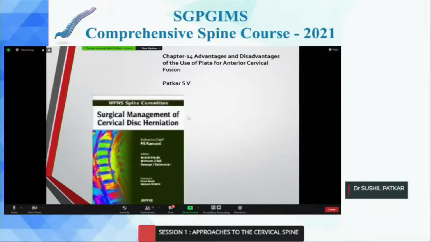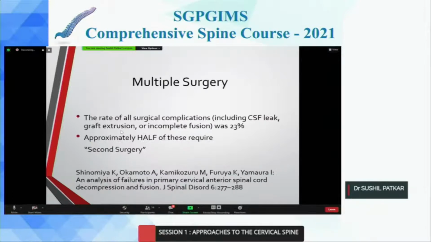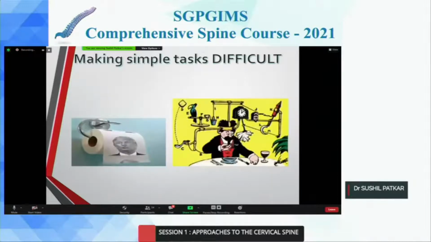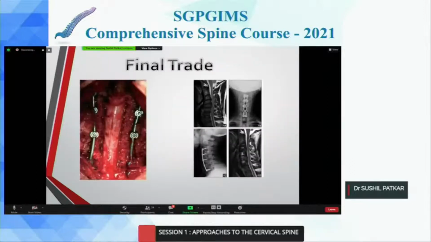I have also written about it in this chapter. The rate of complications, such as CSF leak and graft extrusion, was 23%, and approximately half of these required a second surgery. So it is not a very minor operation. There are various options and it should not make life confusing. I find that this trade-off of posterior surgery is very good.